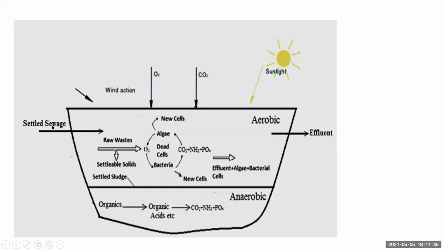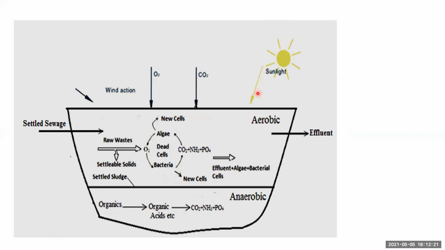Now, if you look at the construction or diagram of an oxidation pond, you can see that from one end, the settled sewage, that means primary effluent obtained after primary treatment, is passed into the oxidation pond. Oxidation ponds are generally shallow ponds. They are not too deep. Deep ponds have been constructed and used, but usually it is a shallow pond. From one end, the settled sewage after primary treatment comes in, and from the other end, the treated effluent is removed.